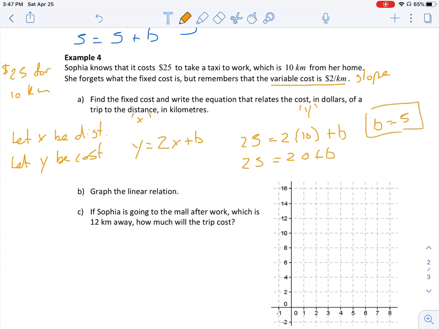B is equal to 5. When you think about it, that kind of makes sense. It cost 25 bucks to go 10 kilometers. She remembers that it's $2 per kilometer.